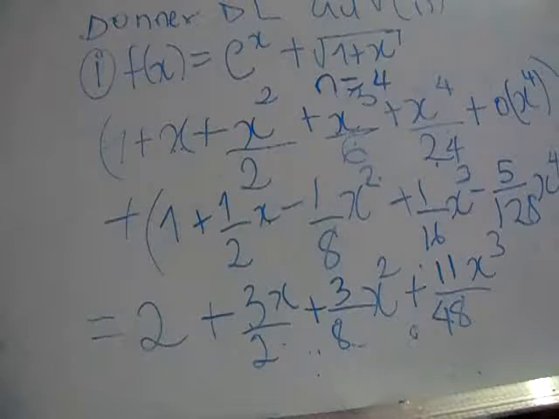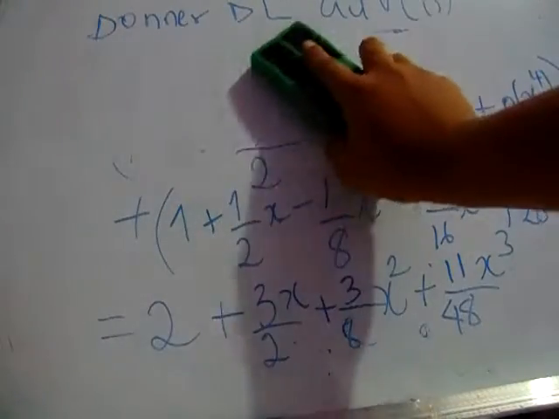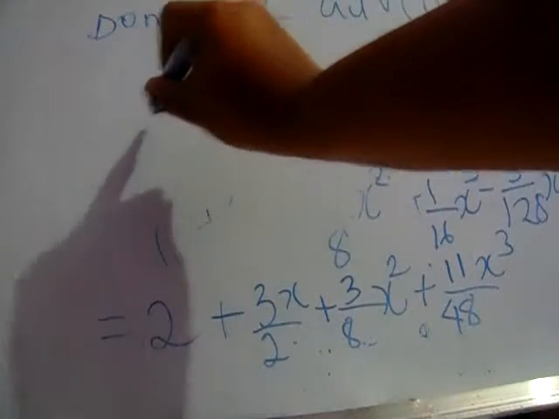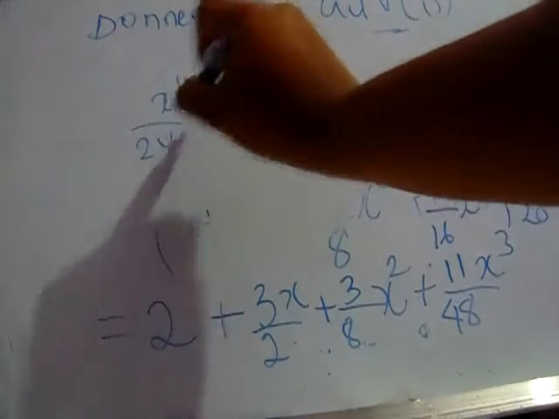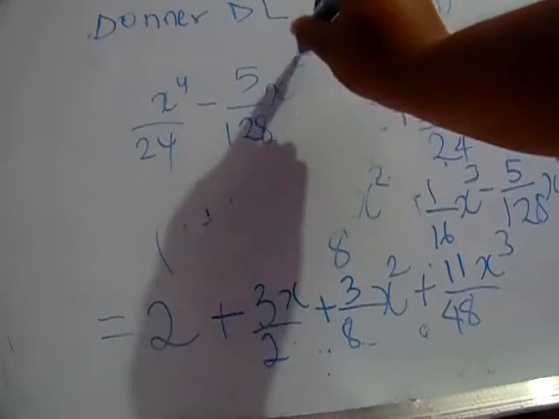I think we can clean this part where we've worked on already, so we'll have some space. This x to the power of 4. So we're having x⁴ over 24 minus 5 over 128 x⁴.